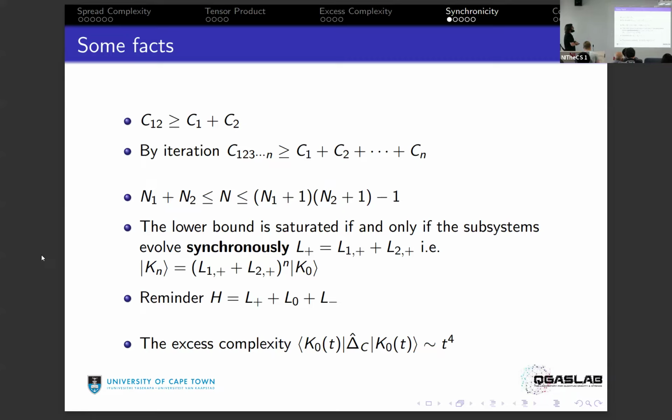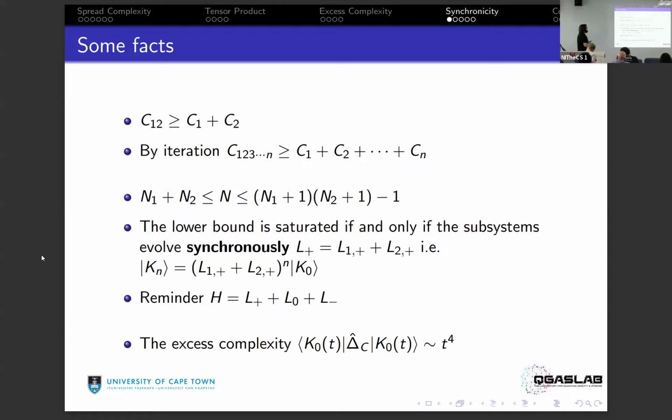So the lower bound is saturated. This is something that we also prove if the two subsystems evolve synchronously. What I mean by synchronously is that the ladder operator that you get from decomposing the Hamiltonian for the Lanczos algorithm is just the sum of the ladder operators of the two subsystems. So the way that you push forward in the combined Krylov chain is just the sum of the two ladder operators. And if this is satisfied, then you have a total of N1 plus N2 plus 1 states in the combined Krylov system, and that satisfies the bound inequality.